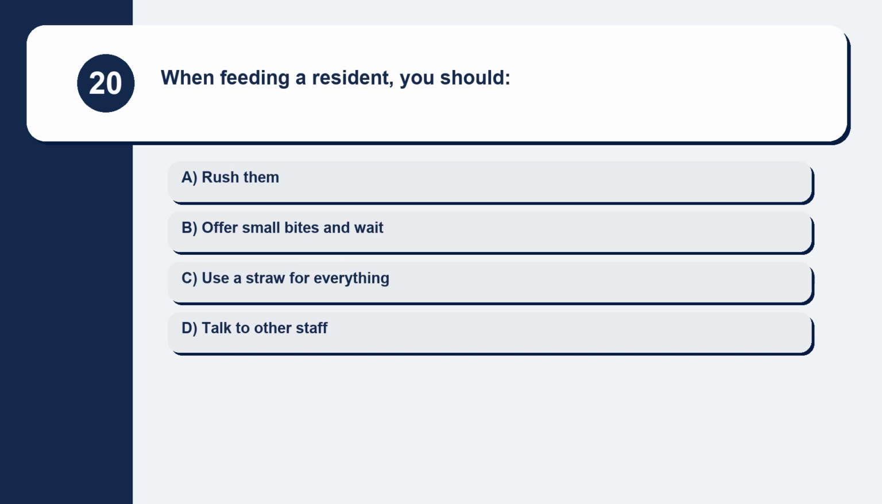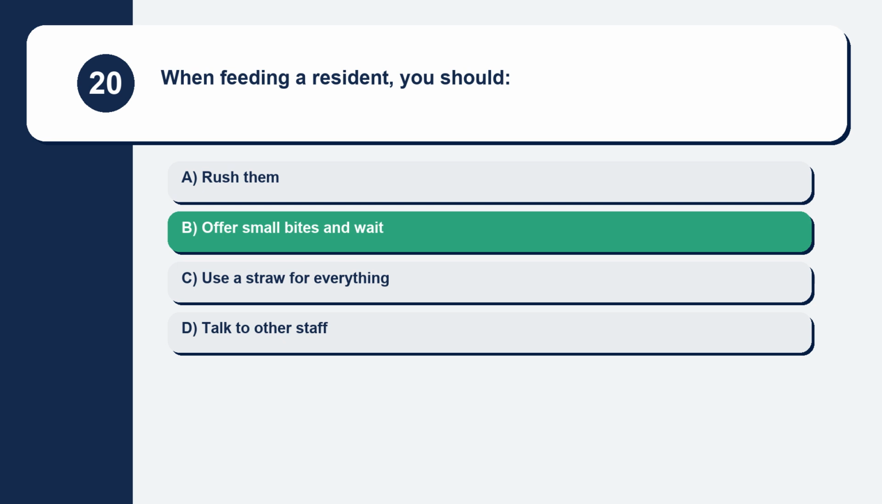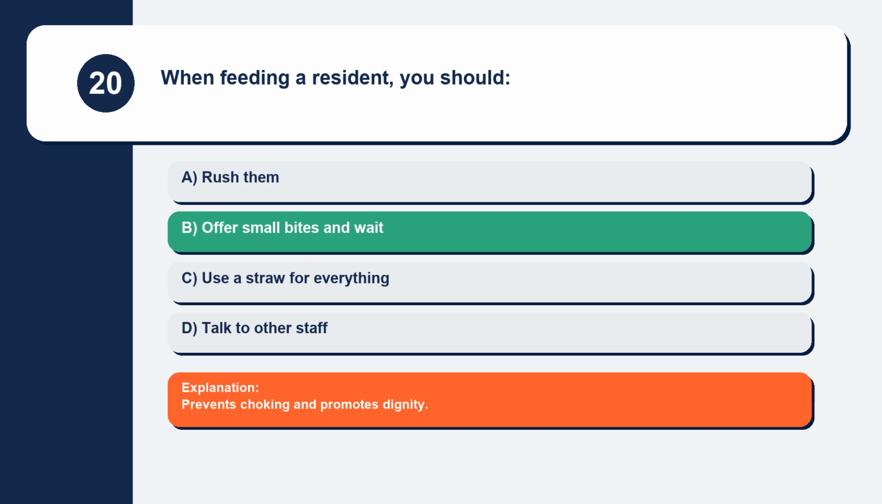Question 20. When feeding a resident, you should rush them, offer small bites and wait, use a straw for everything, talk to other staff. Prevents choking and promotes dignity.